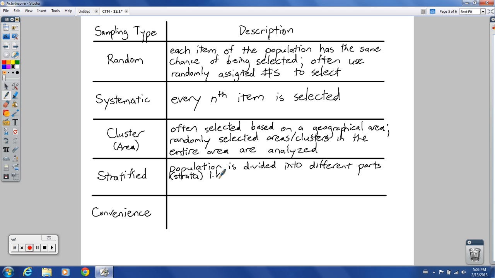These are just some examples, there's more than this: gender, race, religion, income, and so on. So I'll say etc. And then each part is analyzed within each strata, or within each part is another way to say that.